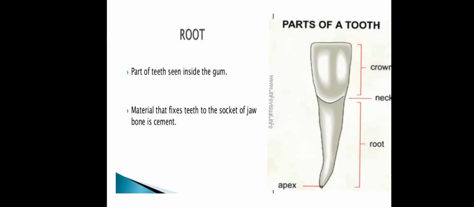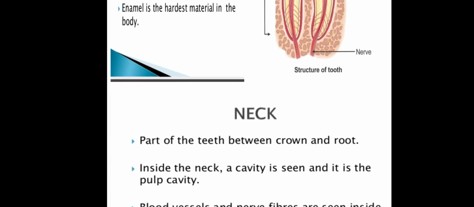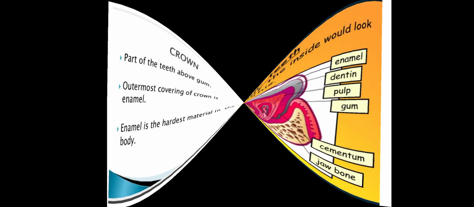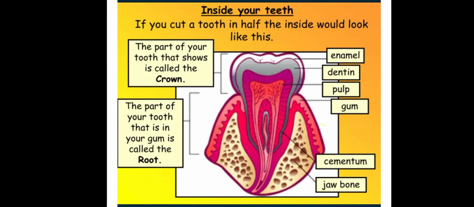And the last portion that we have is the root. It is the part of the tooth seen inside the gum. So when this is the whole thing, from here, this is the root. The material that fixes the tooth to the socket of the jawbone is cement. Alright, let me show you cement. So from here till here is the root.